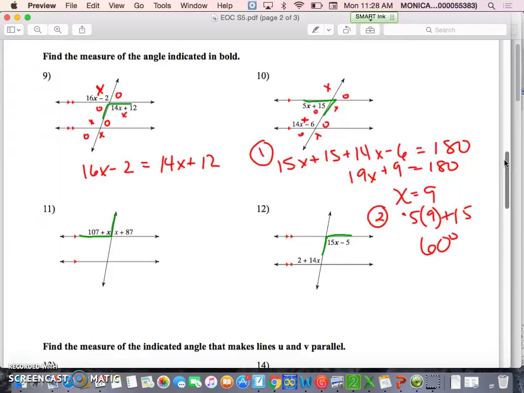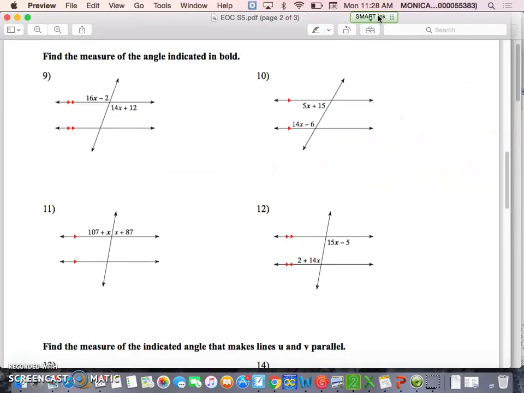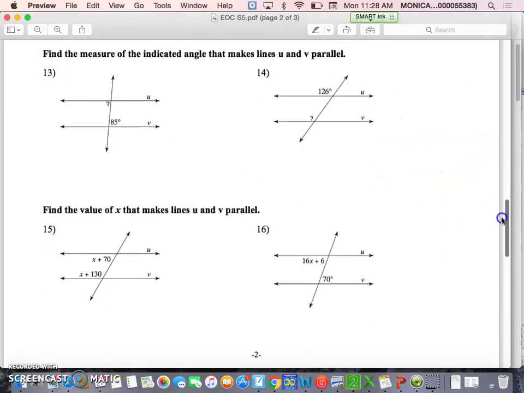And I believe that's it. The rest are asking you to do the same work. It's just a different way that they're indicating the question.